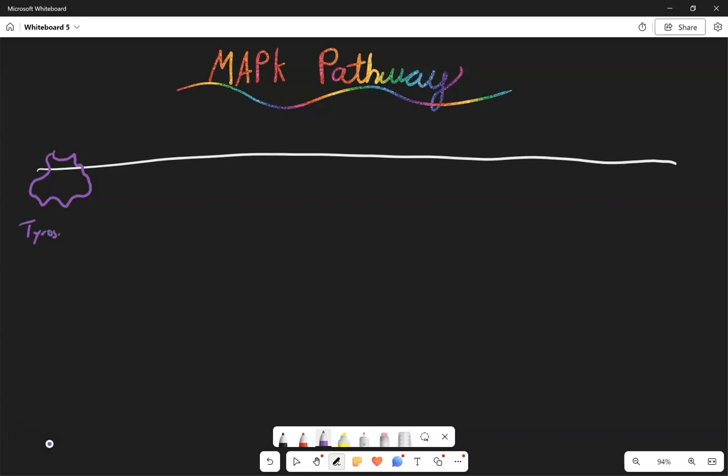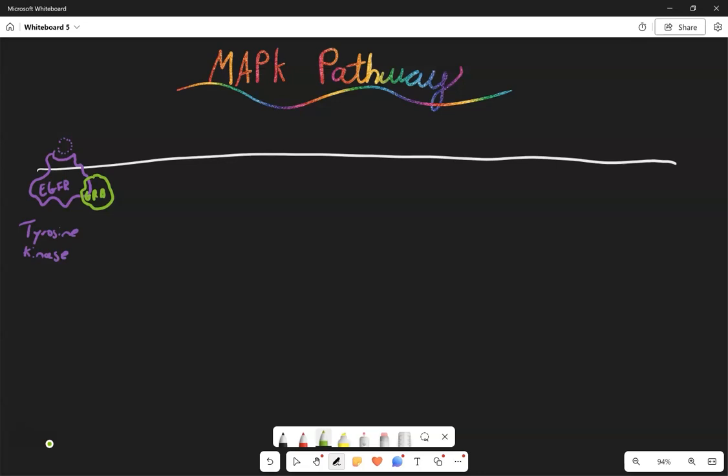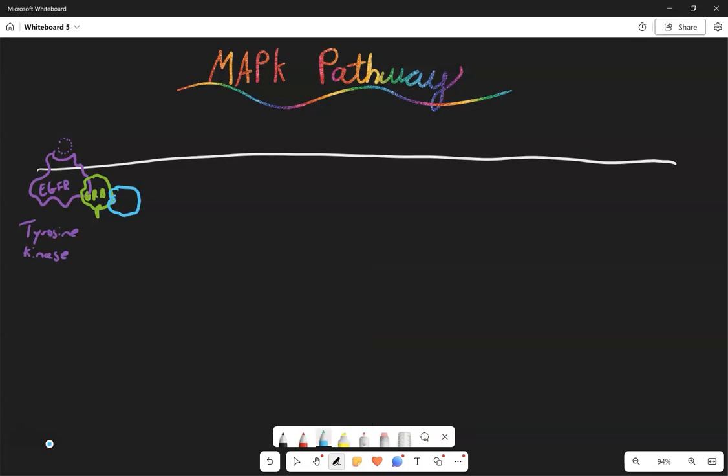This is a tyrosine kinase. Okay, and this one is known as EGFR, epidermal growth factor receptor. And so what happens is a ligand is going to bind to that receptor, and a subunit attached to that known as growth receptor bound protein, or some people refer to this as GRAB, GRB, right, is going to become phosphorylated. So we'll put a little phosphorus on there, right? And that then has another subunit attached to it. And this one is known as SOS. And SOS stands for son of sevenless.